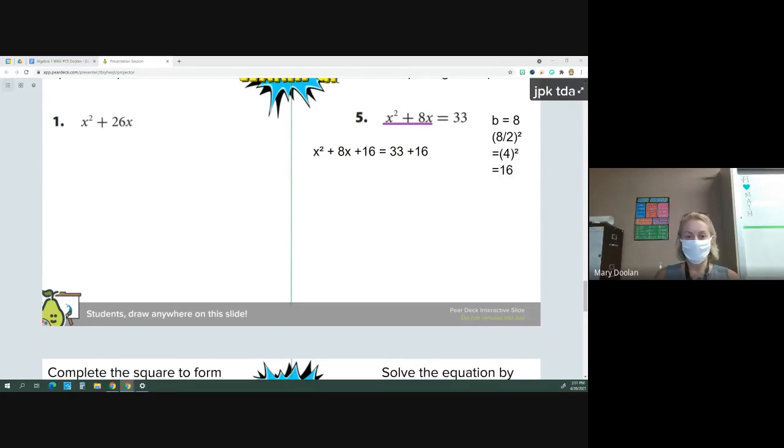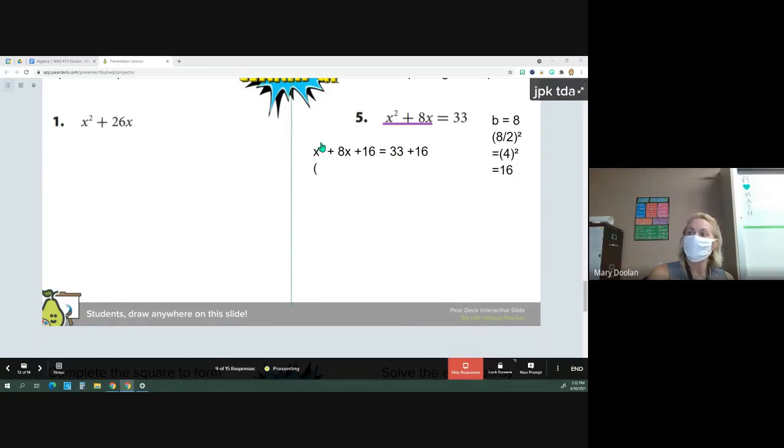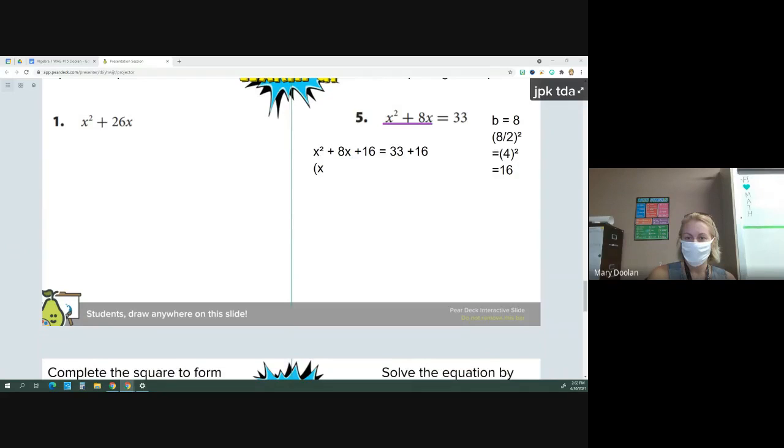And then from this step here, because x squared plus 8x plus 16 is a perfect square trinomial, we can write it as the product of the same binomial. So the way you figure that out is you look at what did you square here? We squared x. So the first term in the parentheses is x. We have addition both times. So we're going to put a plus.